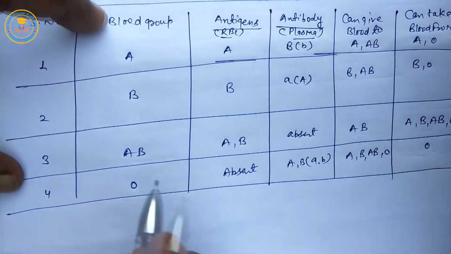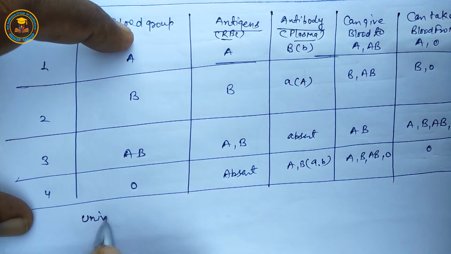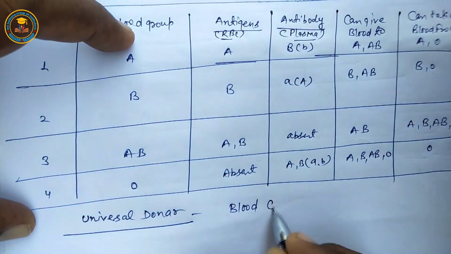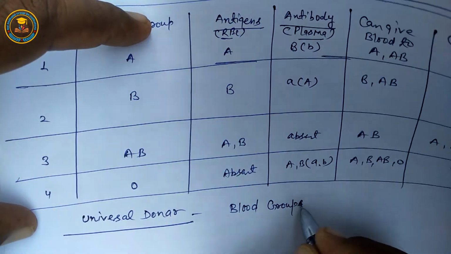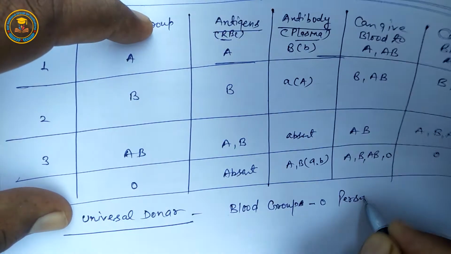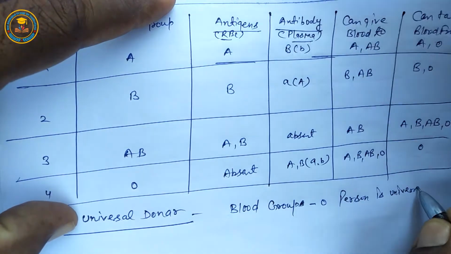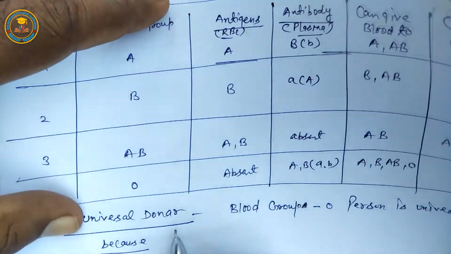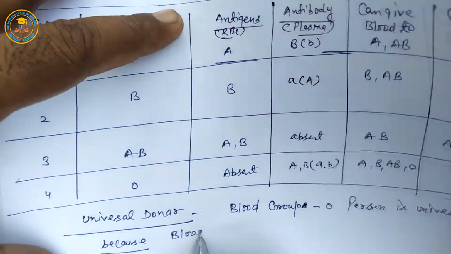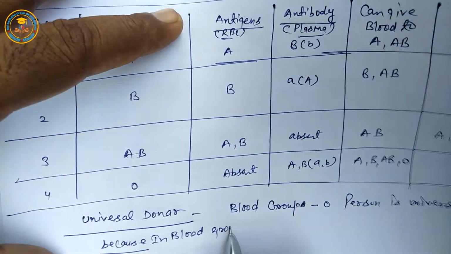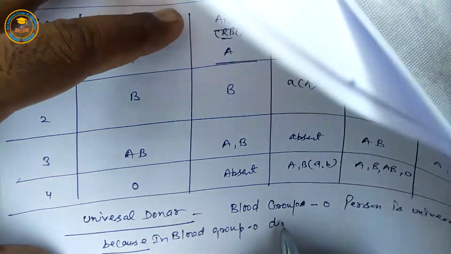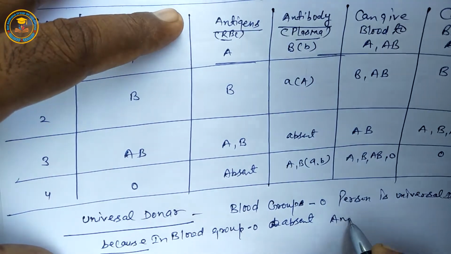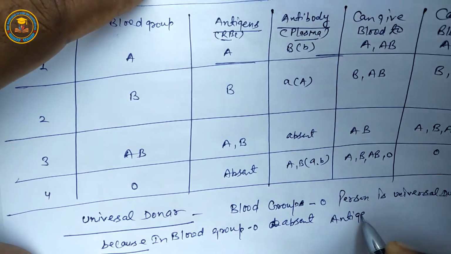First is universal donor. A blood group O person is a universal donor because in blood group O antigens are absent.